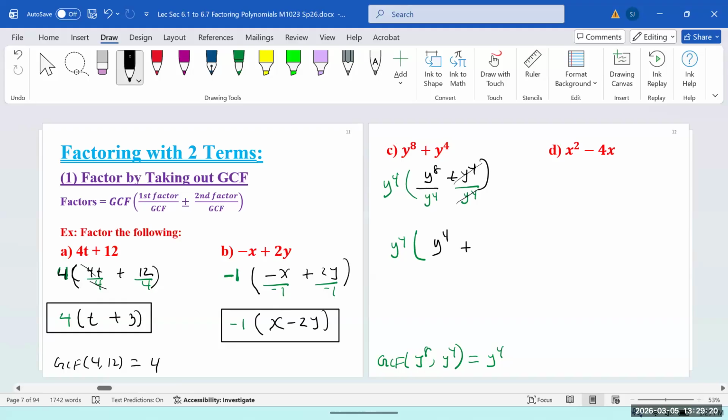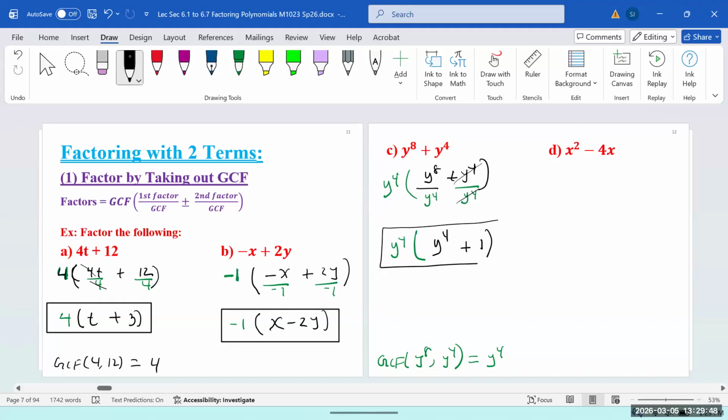What is 1 divided by 1? 1. What is 2 divided by 2? 2. What is 3 divided by 3? So plus y. No, what is y to the 4 divided by y to the 4? If you divide the same thing on the top and bottom, what are you left with? Just 1. It's not y, it's 1. The y with the 4 cancels out.